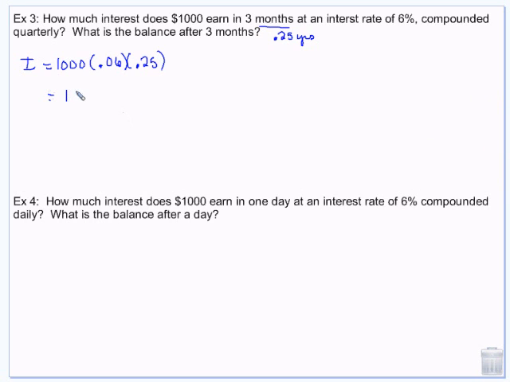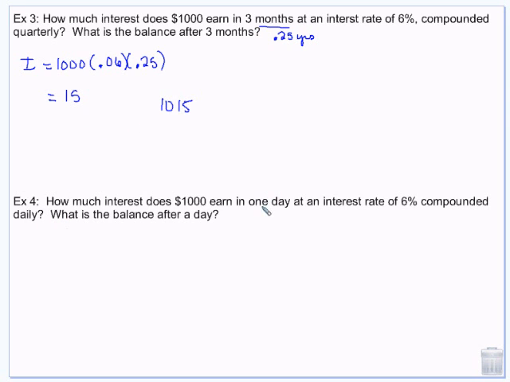Well, that initial one is $15. So her balance at the end of 3 months would be $1,015. Then if you kept going for the full year, you'd base the next quarter of a year on $1,015. We'd earn a little bit more than $15, and then the next one a little bit higher, a little bit higher. So it actually builds up.